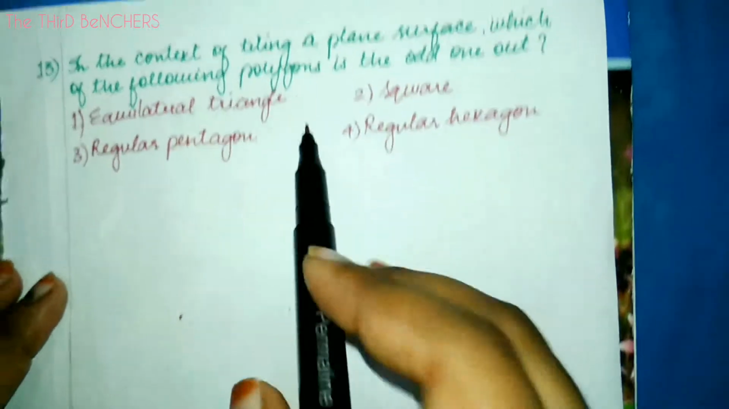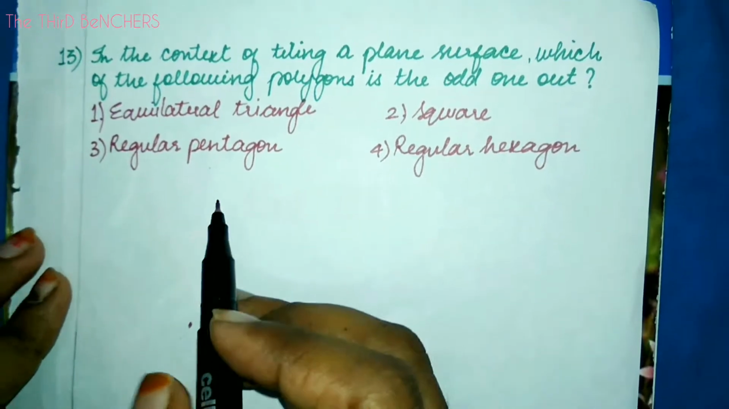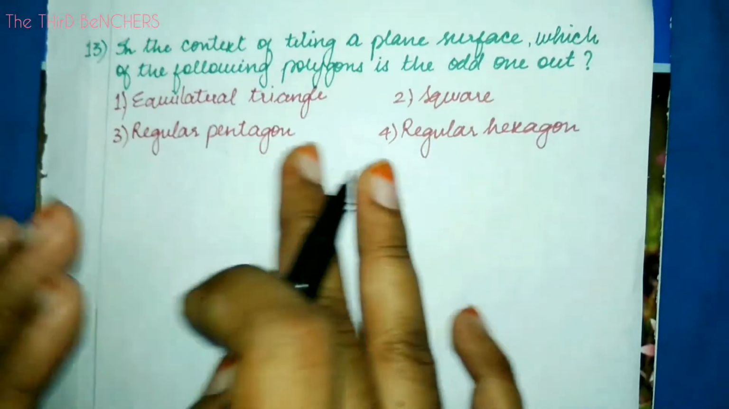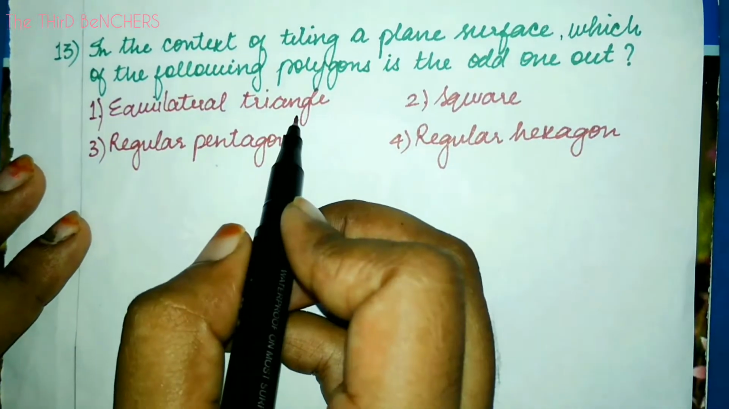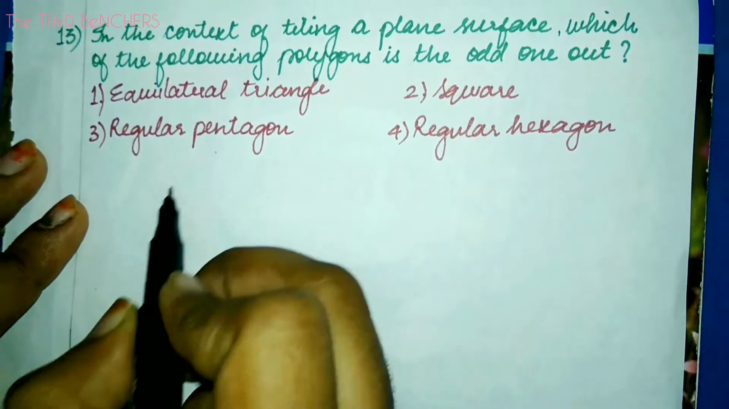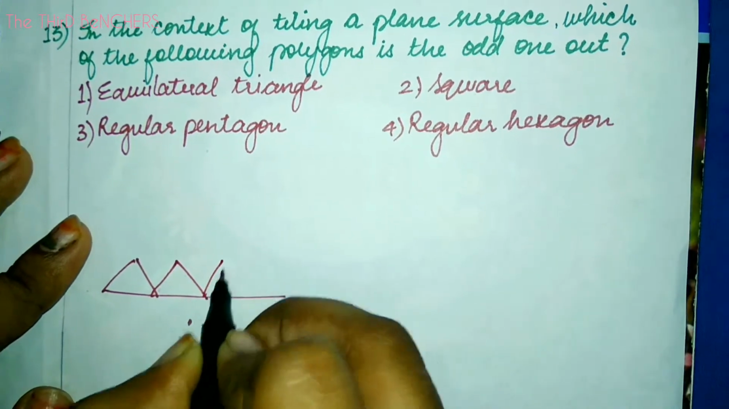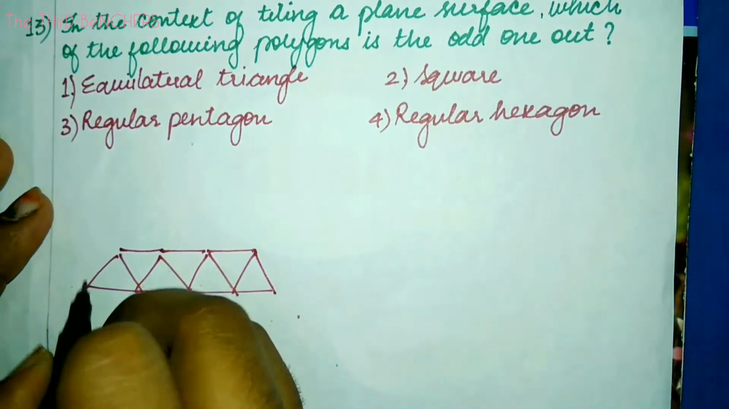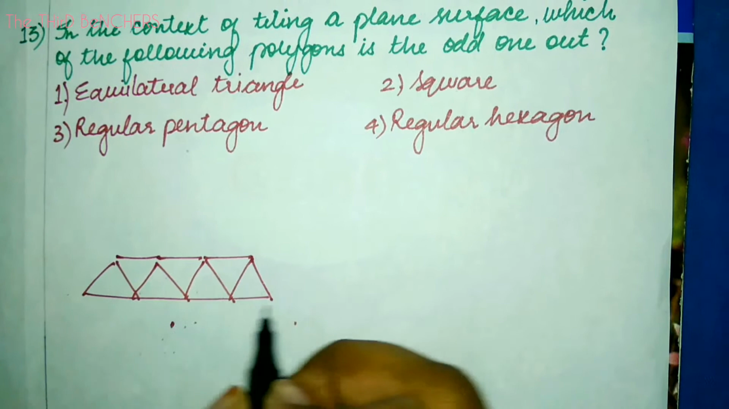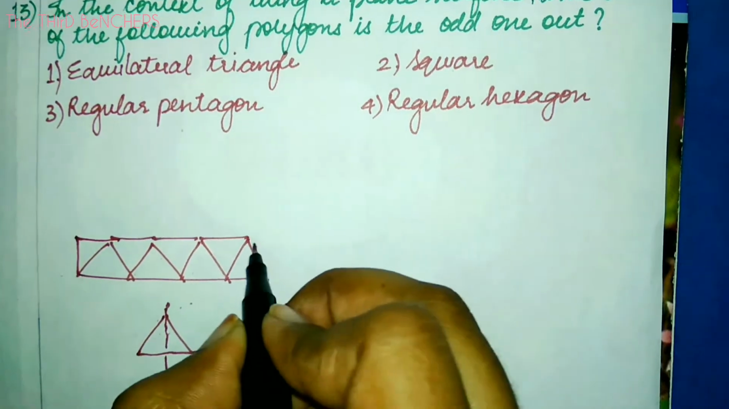Now, moving on to the last one. In the context of tiling a plane surface, which of the following polygons is the odd one out? So here, your job is to tile a plane surface using the given shapes. So let us draw using all of them and find which one is the odd one out. First one is the equilateral triangle. In an equilateral triangle, all the sides and all the angles are equal. So for example, you can tile it like this, and from here you can tile it like this. This extra space could be filled by cutting a half portion of this equilateral and fixing it here. So you can again fill this, right?